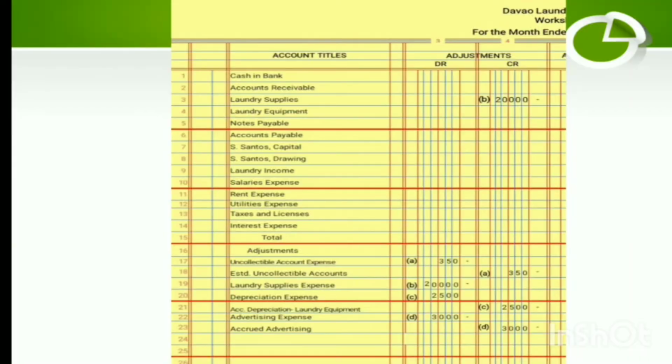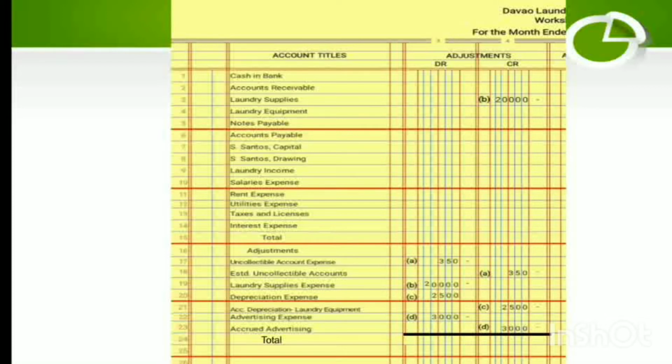So the next thing that we're going to do is to total all the debits and all the credits. And as a rule, yung total ng debit must always be equal with the total of the credit. So it should be balanced. And let us now total first the debit.